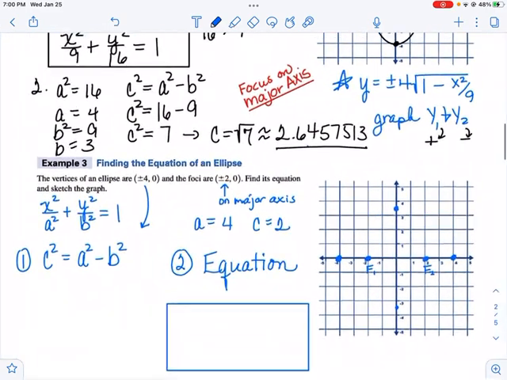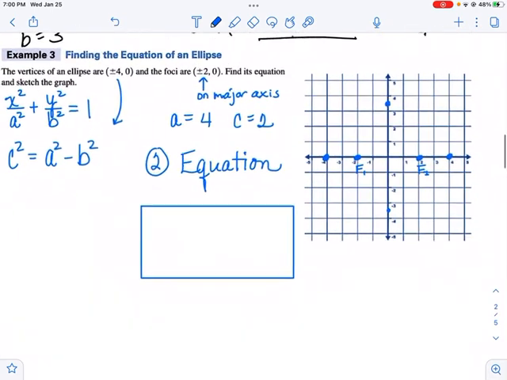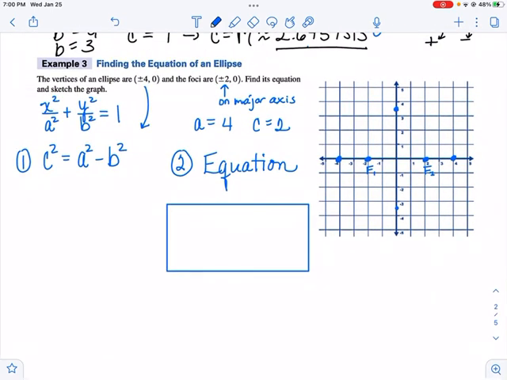For example 3, we want to find the equation of an ellipse. So we're given the vertices of an ellipse are plus or minus 4, and the foci are plus or minus 2. Find its equation and sketch the graph. So we have the equation in x squared over a squared plus y squared over b squared equal 1 form. Now, when I look at this, I'm saying the vertices are and the foci are. So since they give you the foci with the vertices, you know that the major axis is the x-axis in this case. So you have from negative 4, 0 to 4, 0 on there.